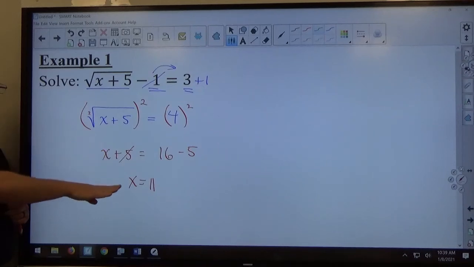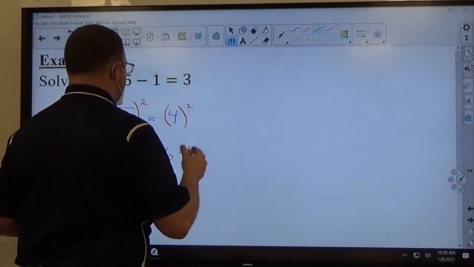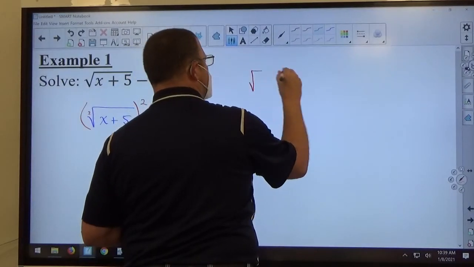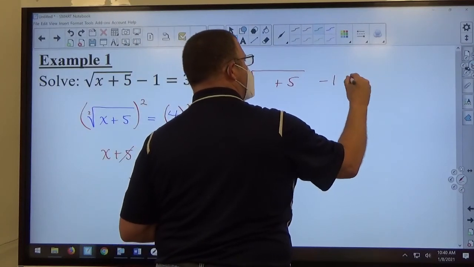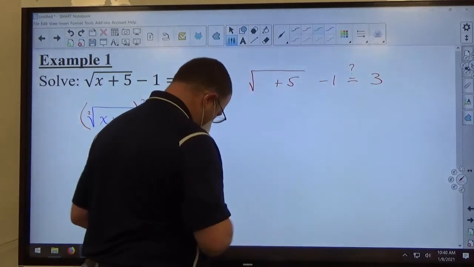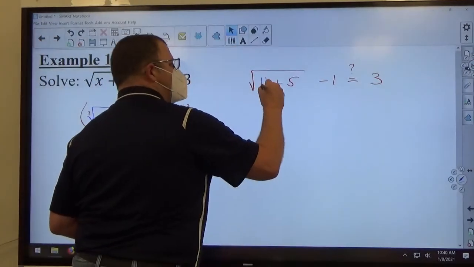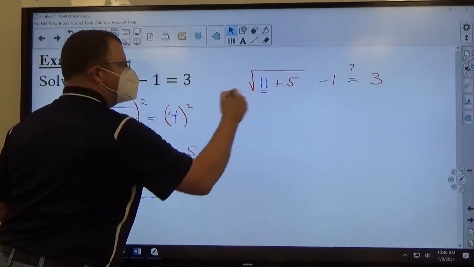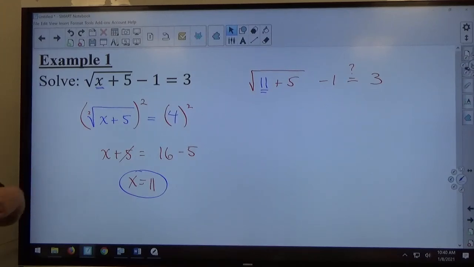So, once we get an answer, x equals a number, we have to verify that it actually works in the original problem. So we go back to the original problem as is, before we messed with it, which says the square root of x plus 5, I'm not writing the x by the way, square root of blank plus 5 minus 1 equals 3. I'm going to put a question mark here because we don't know. We just figured out x equals 11 maybe, so I'm going to put 11 in the position of x. So rewrite the problem, replace x with the value you found. If there's more than one x, replace all the x's. And then verify that it's actually true.